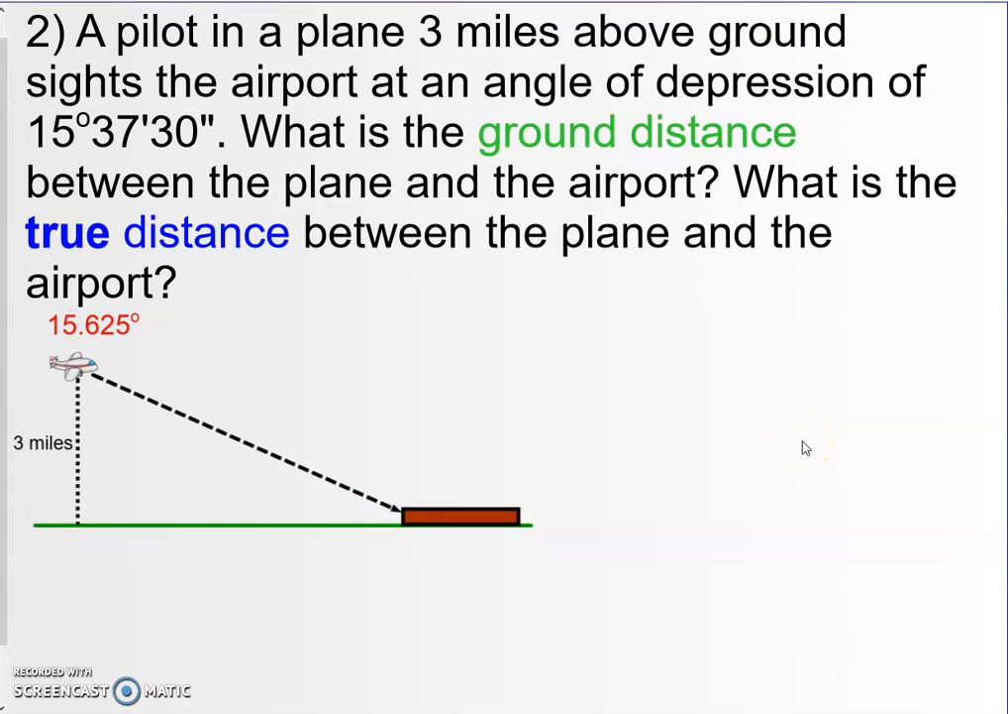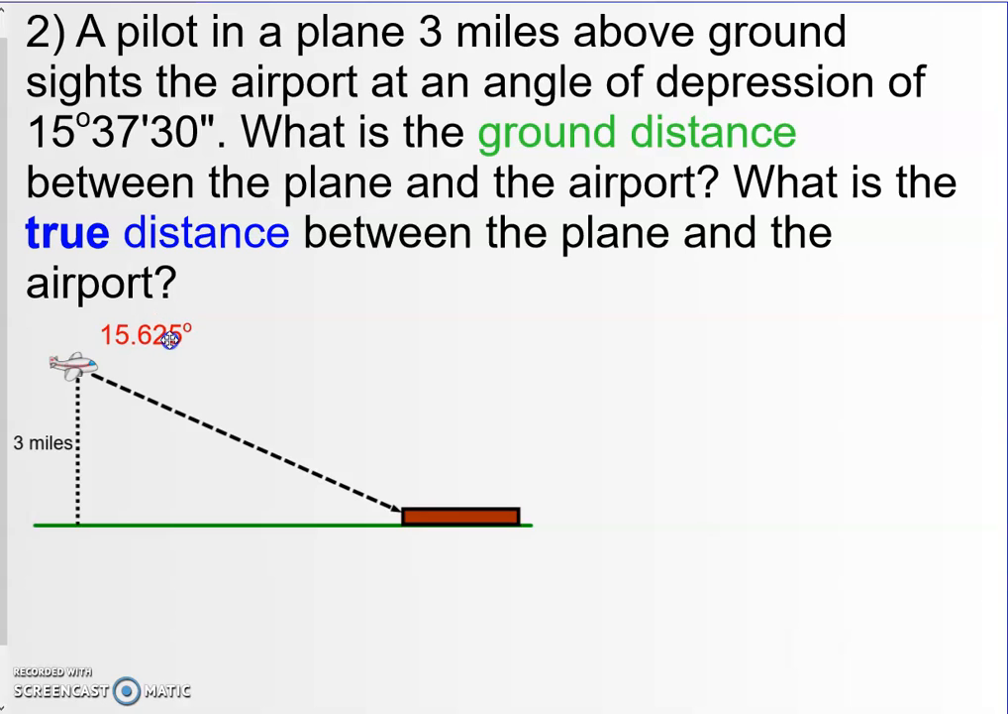Okay, welcome back. So the first thing I did is I converted these degrees, minutes, and seconds into just pure degrees. And we learned how to do that in our guided lesson the other day, so you can reread that. Now, we're looking for two distances, a ground distance and a true distance. So first of all, the plane is 3 miles above the ground. There it is. We know that the angle of depression is 15 degrees, 37 minutes, 30 seconds, or 15.625 degrees.